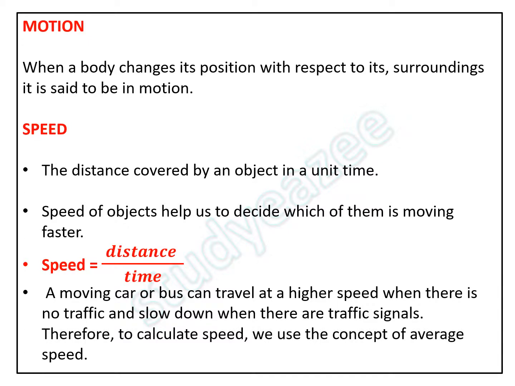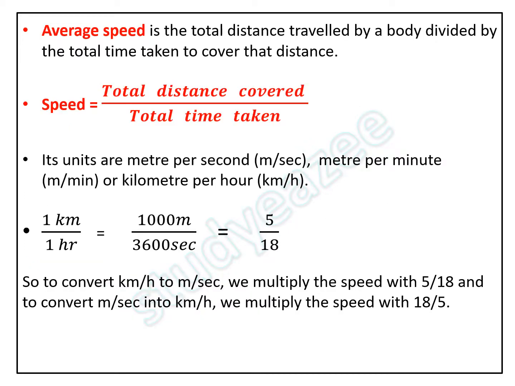A moving car or a bus can travel at a higher speed when there is no traffic and slow down when there are traffic signals. Therefore, to calculate speed, we use the concept of average speed. Average speed is the total distance traveled by a body divided by the total time taken to cover that distance. Its units are meter per second, meter per minute, or kilometer per hour.